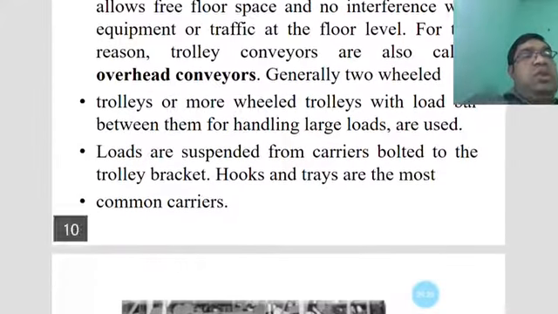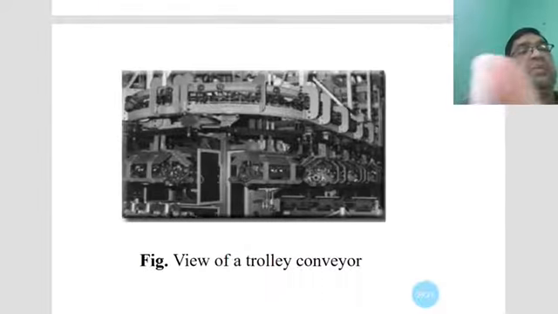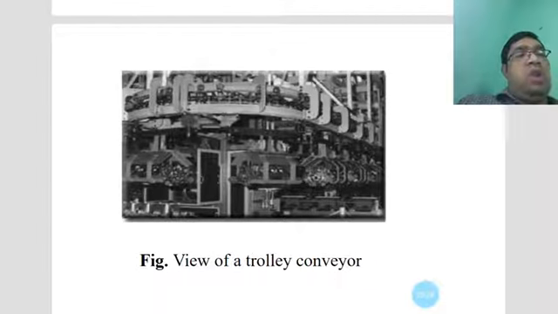And you can see this is the figure of the trolley conveyor. So many trolleys hang from the upper end, and this is the lower end.